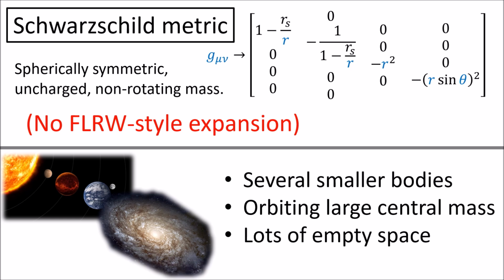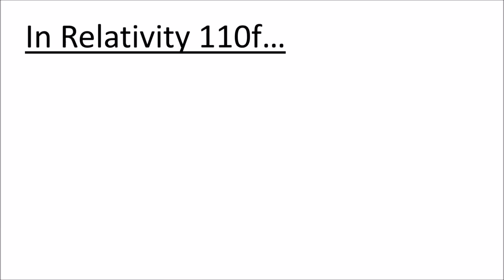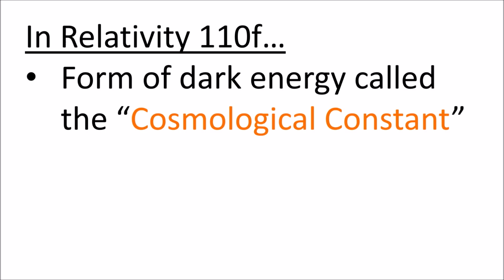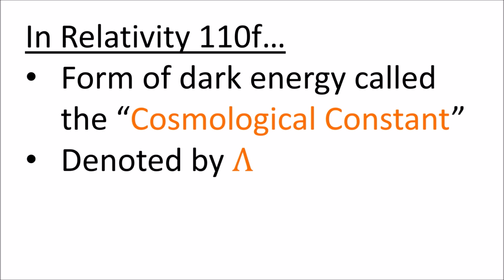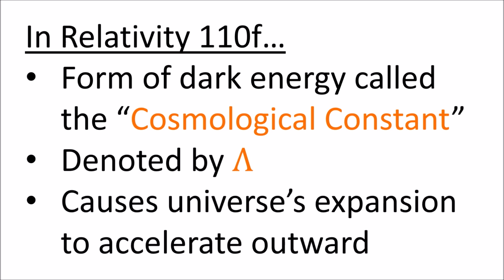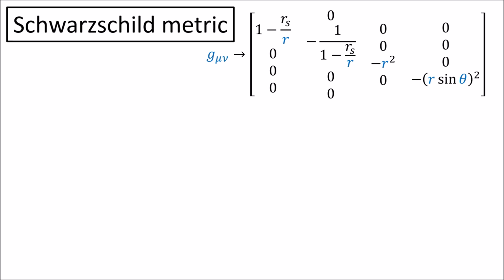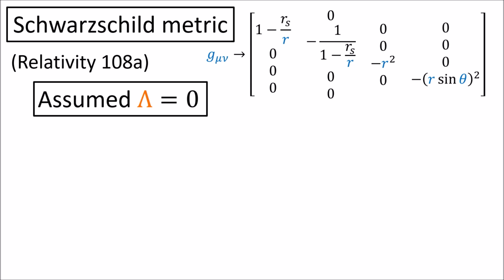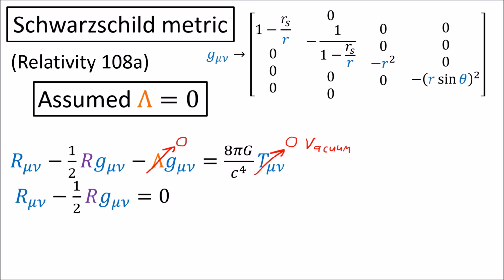That said, we are ignoring one important detail. In Relativity 110F, I'll talk about a form of dark energy called the cosmological constant, denoted by capital lambda, and how it causes the universe's expansion to accelerate outward. The true Schwarzschild metric that we derived in Relativity 108A involved the assumption of a zero cosmological constant, and the Einstein field equations reduced to the Ricci tensor being zero.